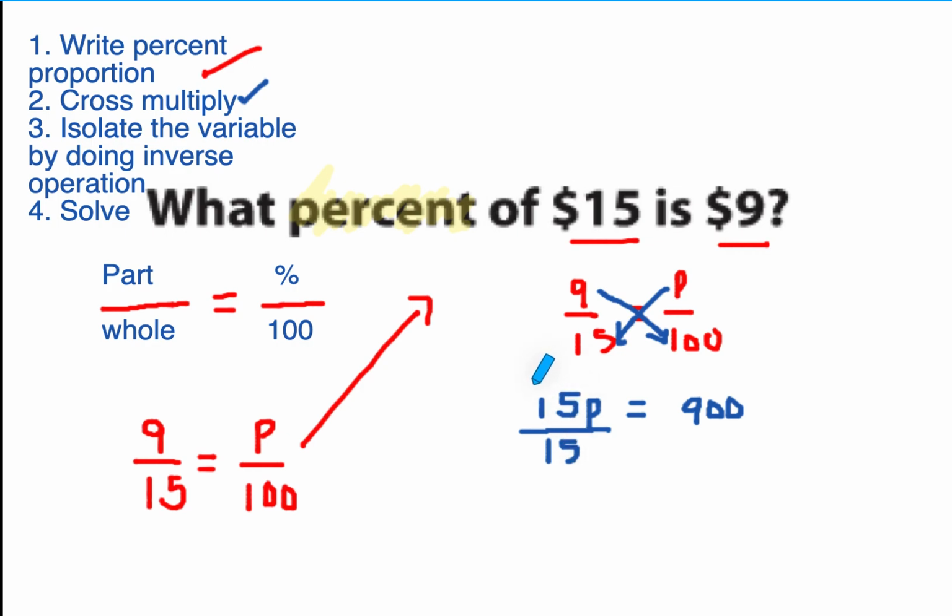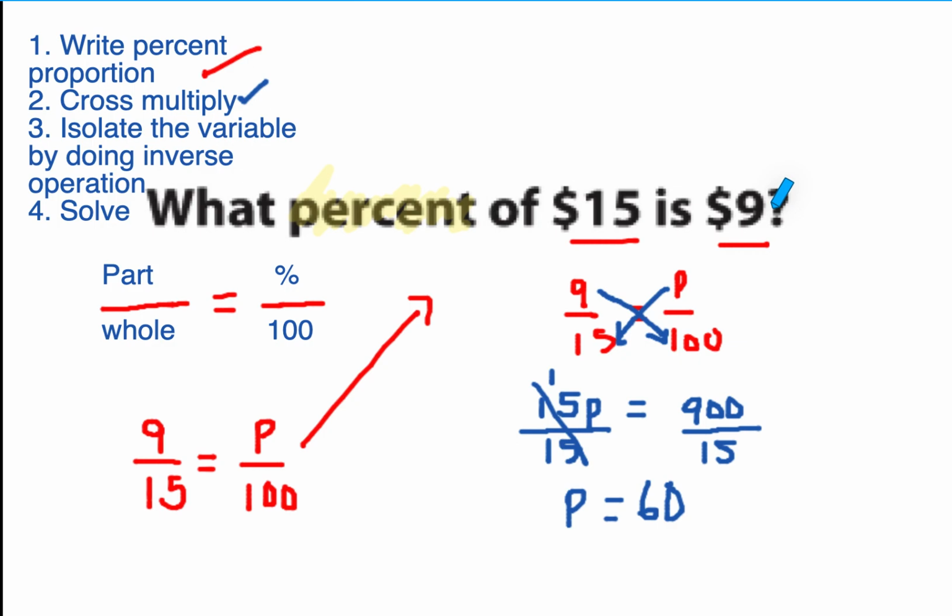15 divided by 15 is 1, and 1 times P is just P. What I do to one side, I do to the other side of the equal sign. Notice how I divided by 15 down below here. I'm going to put the exact same number down below. I'm going to punch it into my calculator. Punch, punch, punch. Go ahead and try that. You will get 60.